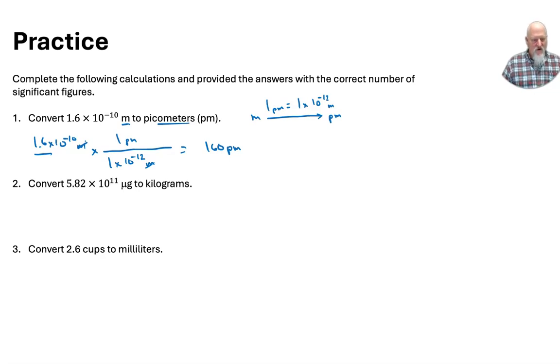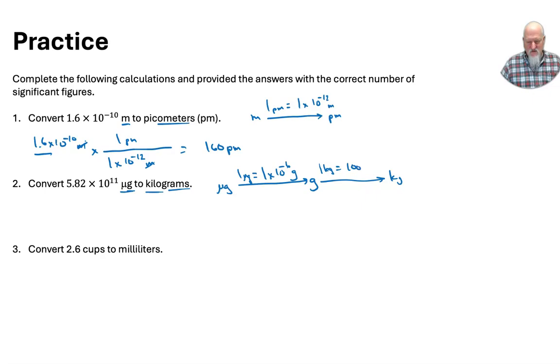Okay. Convert 5.82 times 10 to the negative 11 micrograms to kilograms. We've got grams as the base unit. So that means it's purely metric. So we're going to go micrograms to grams and then grams to kilograms. So 1 microgram on our table is equal to 1 times 10 to the negative 6 grams. That's from our metric table. And 1 kilogram is equal to 1,000 grams. Okay, just metric system, changing prefixes, so there'll be 2 conversions.